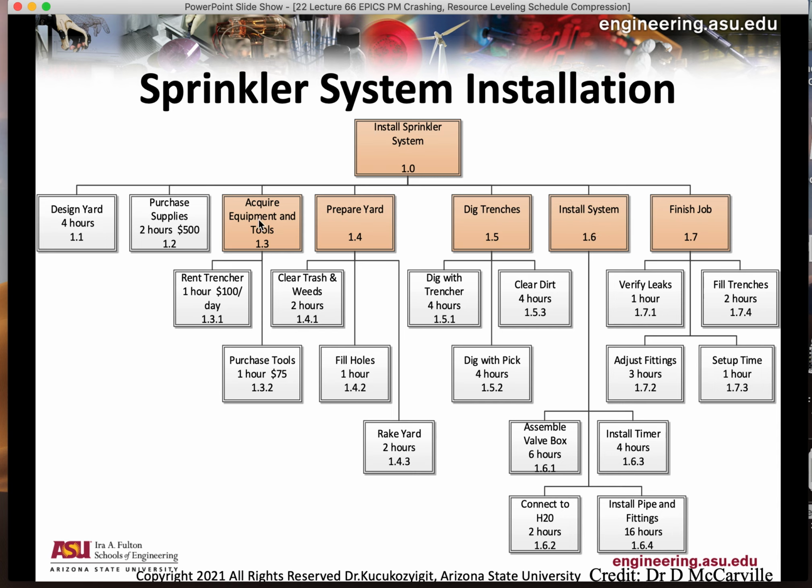These are the masters, and these are the slaves, which, for example, preparing the yard, 1.4, requires you to clear the trash, the weeds, fill the holes, and rake the yard. So this is the work breakdown structure for my sprinkler system installation project in my backyard. Let's say I'm doing this with a teenager and myself. So we're basically two people.